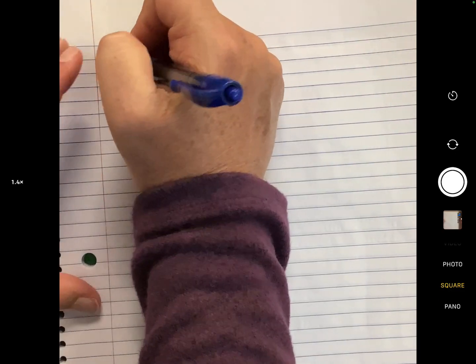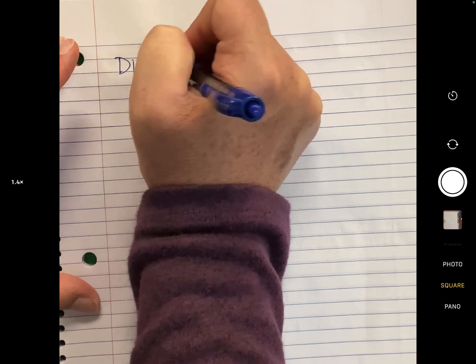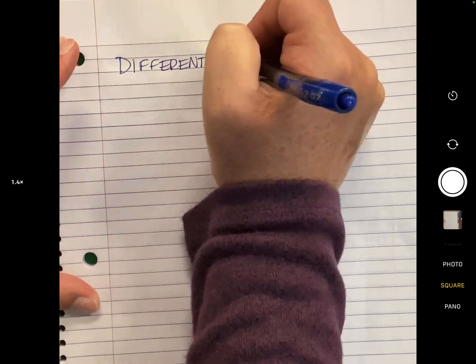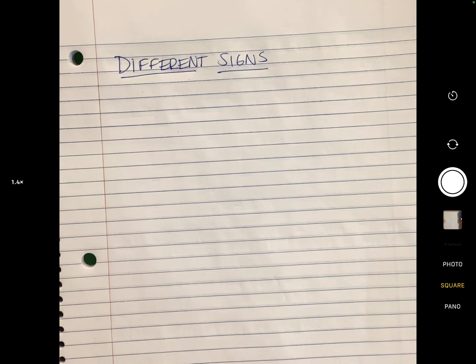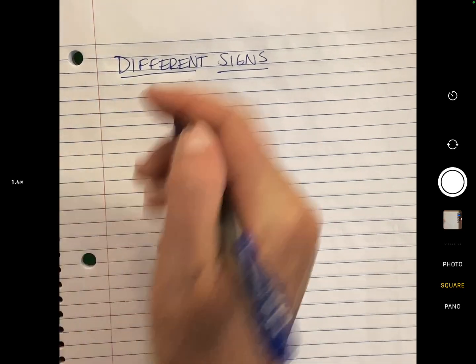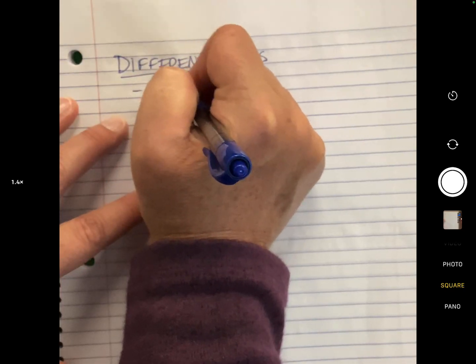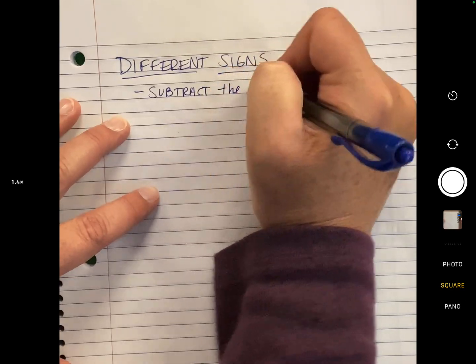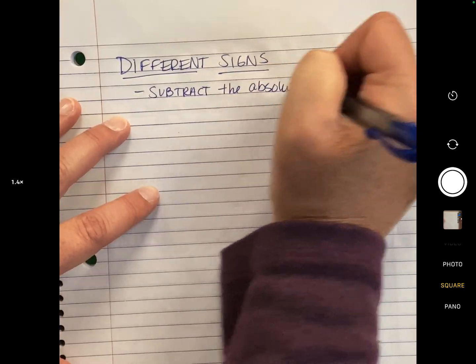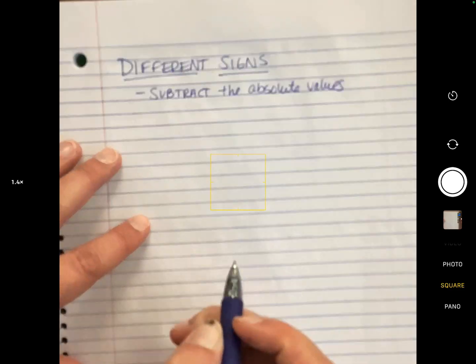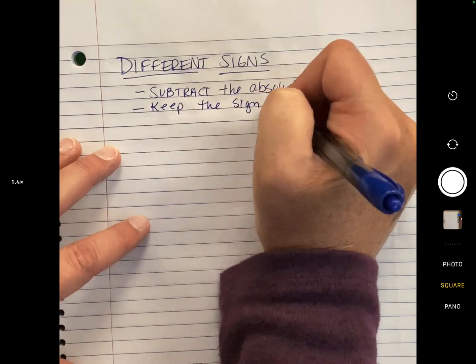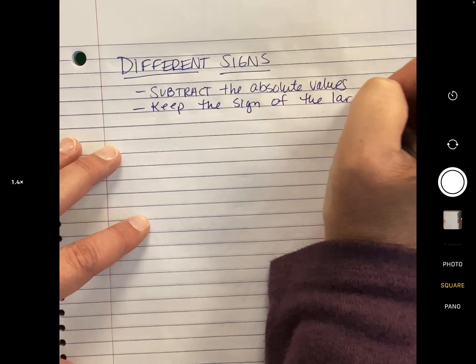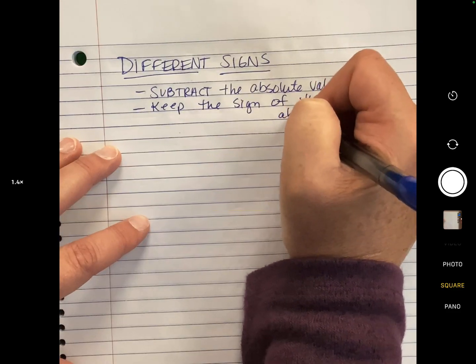Let's write our rule for different signs. So we already have a rule for same signs. Now we're going to write one for different signs. For different signs, you are going to subtract the absolute values, and you're going to keep the sign of the larger absolute value.